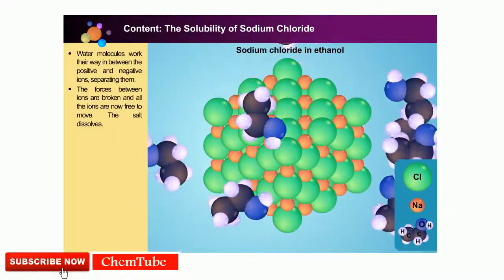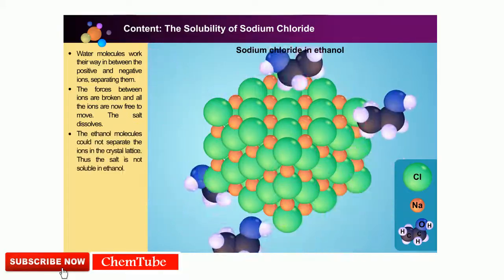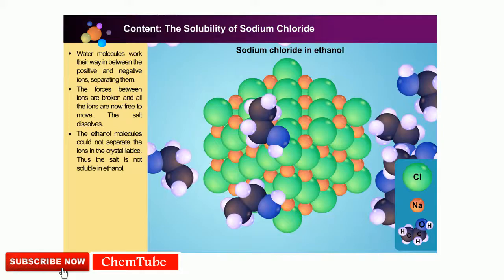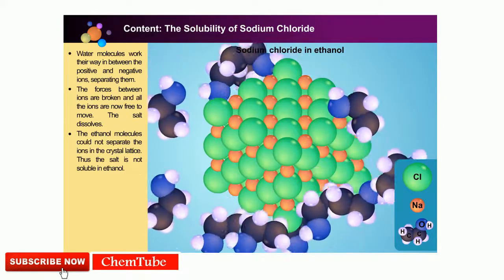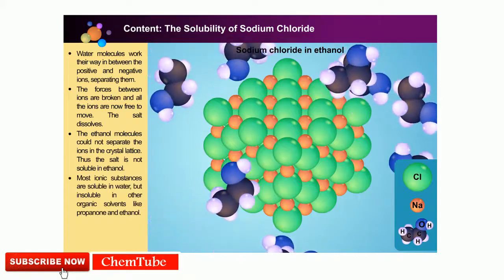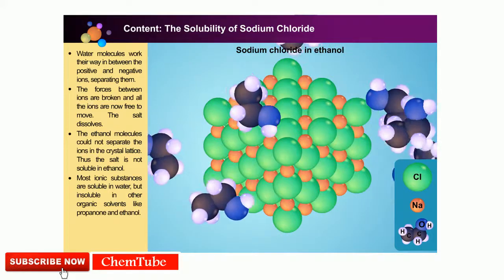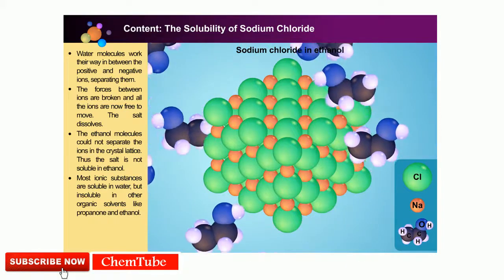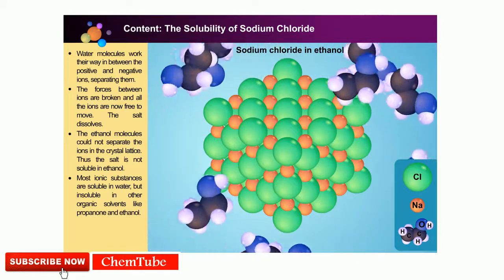But this is not true for sodium chloride in ethanol. The ethanol molecules could not separate the ions in the crystal lattice. Thus, the salt is not soluble in ethanol. In general, we can say that most ionic substances are soluble in water, but insoluble in other organic solvents like propanone and ethanol.